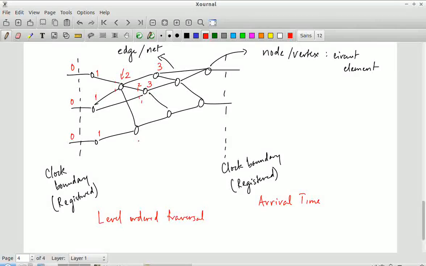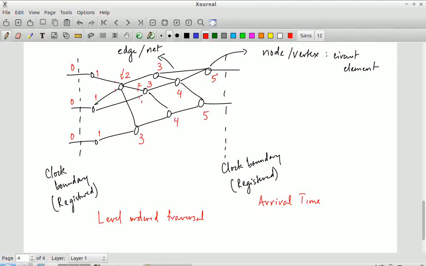Right? Going in the same way, this also becomes 3, this also becomes 3. Right? How did I get that? Because it had 2 and 1 feeding into it. Now here 3 and 3 feeding into it, 4, 3 and 3. 4, 4 and 4, this becomes 5, 4 and 3, this also becomes 5. Right? So effectively what we have done is, we have gone through this graph or circuit in one single path, from beginning to end.